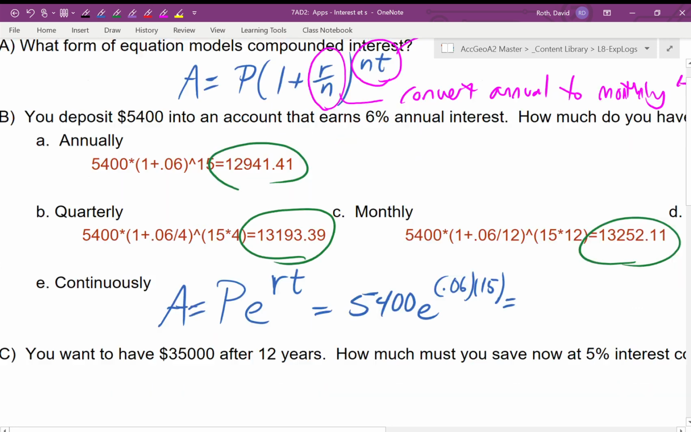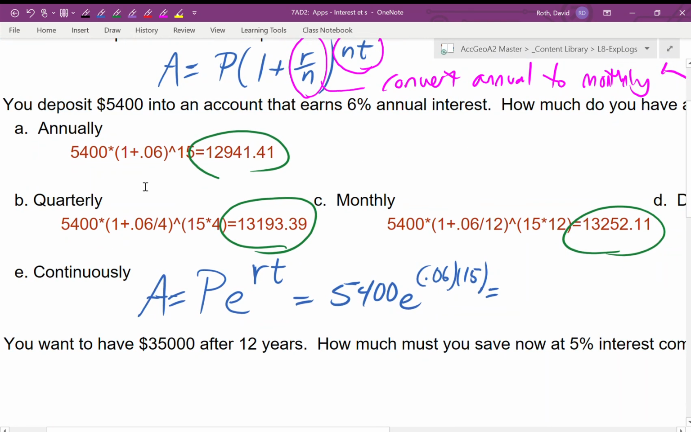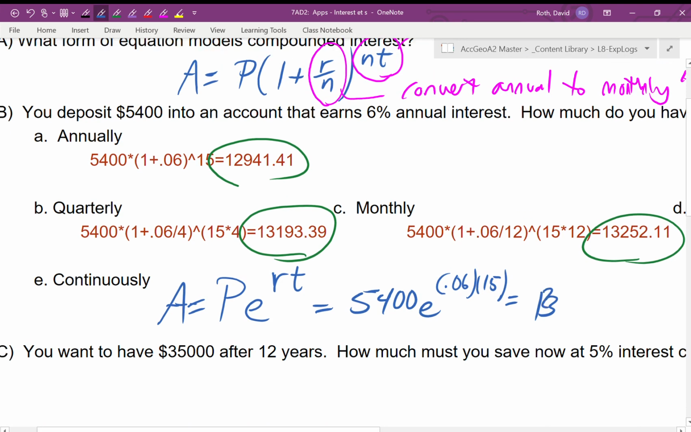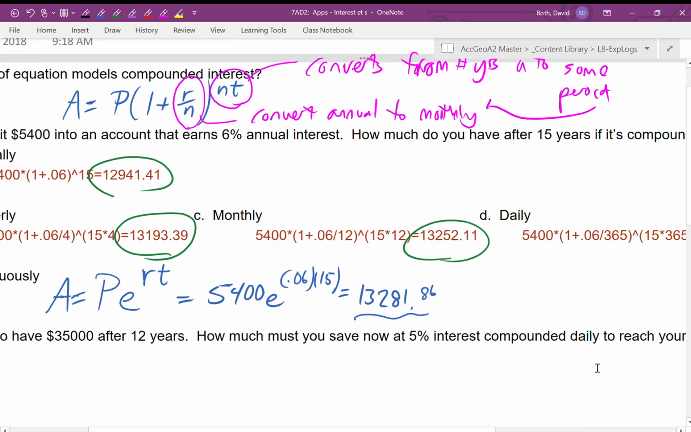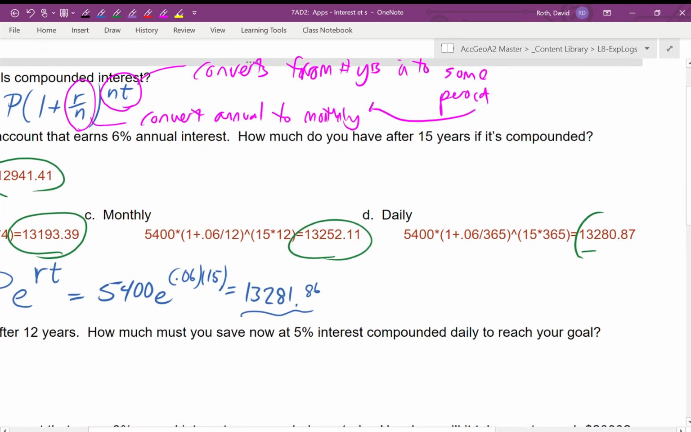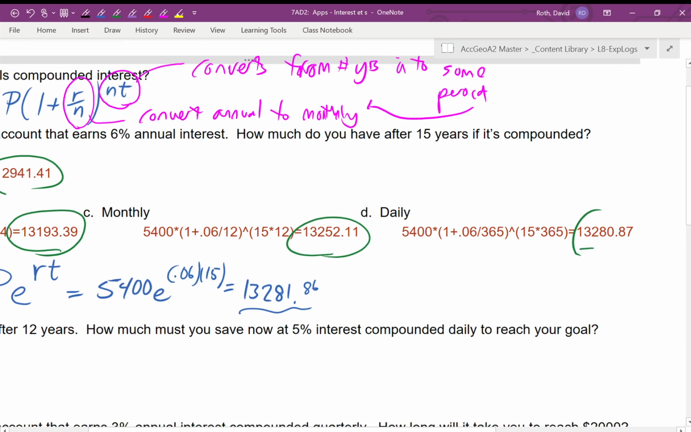Hit pause. Do it, and you should get 13,200 and, 281.86 I think is what I got, which compared to daily, what was daily? It's only like $1 more, 99 cents more.